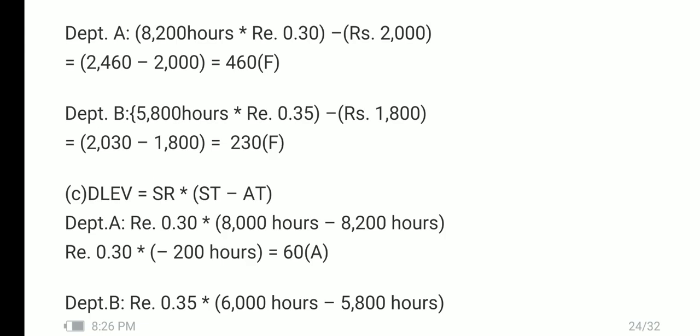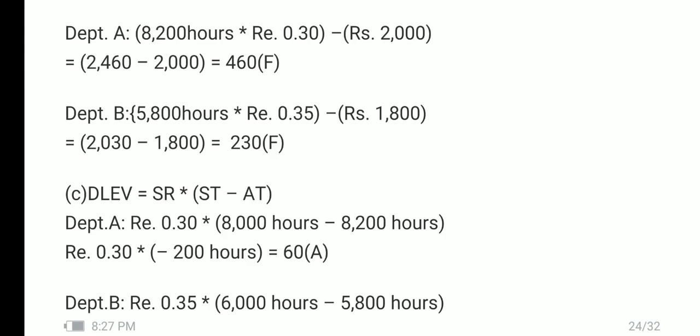Now DLEV is equal to SR into ST minus 80. Here ST, standard time, is 8000 hours, nothing but standard time for actual output also 8000 hours. Actual time taken is 8200 hours in department A. So 200 hours more than standard specified. So negative 200 hours when multiplied with standard wage rate 30 paise will give us 60 rupees adverse.